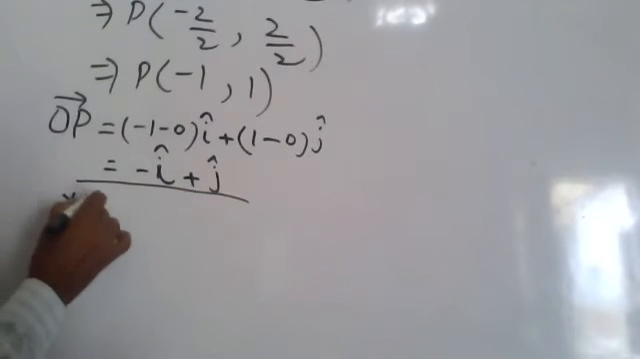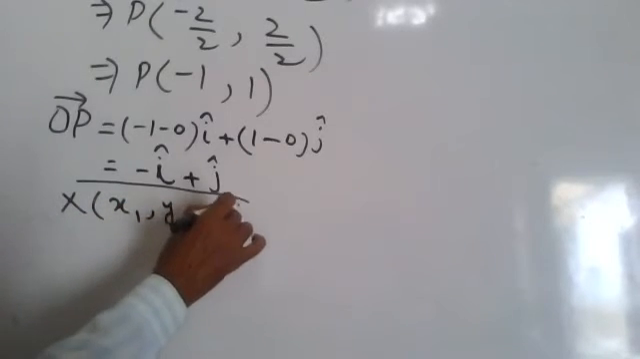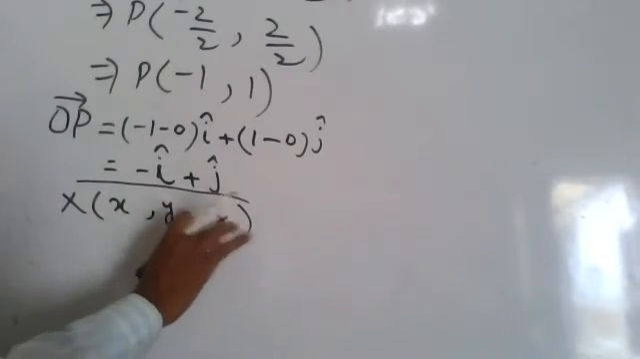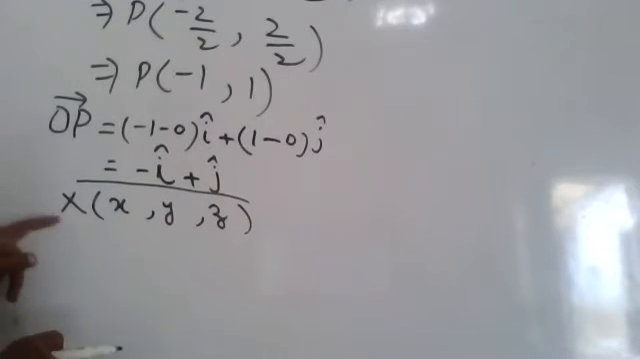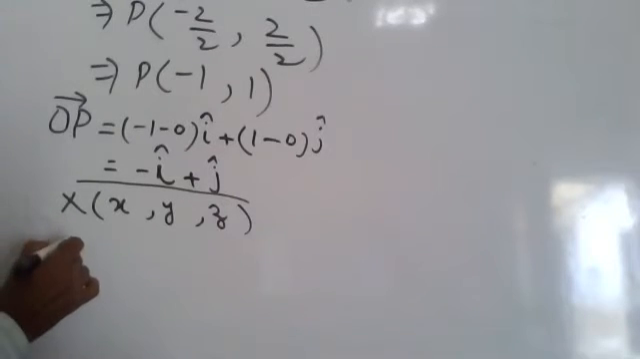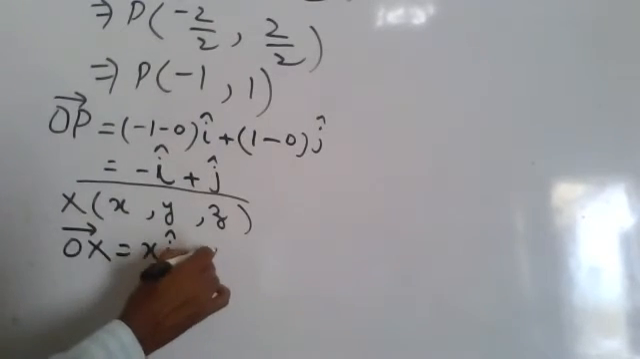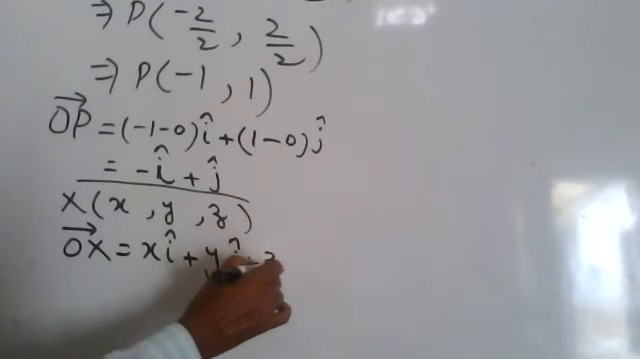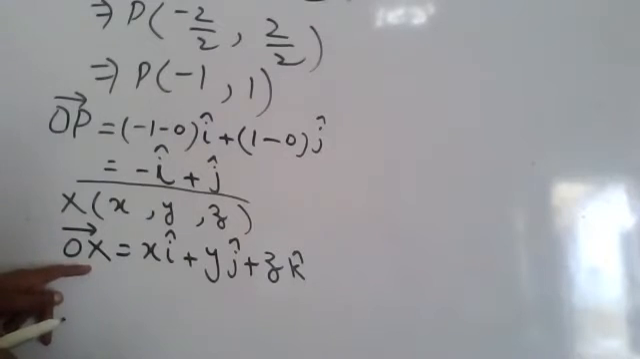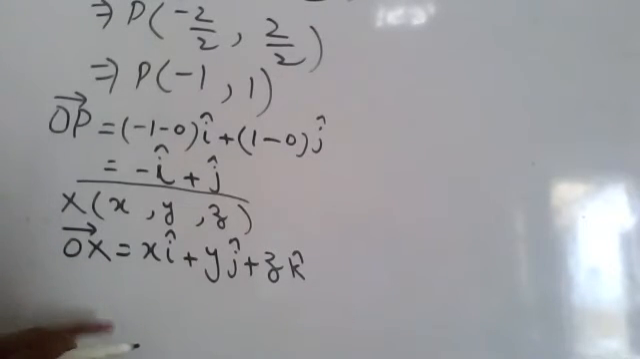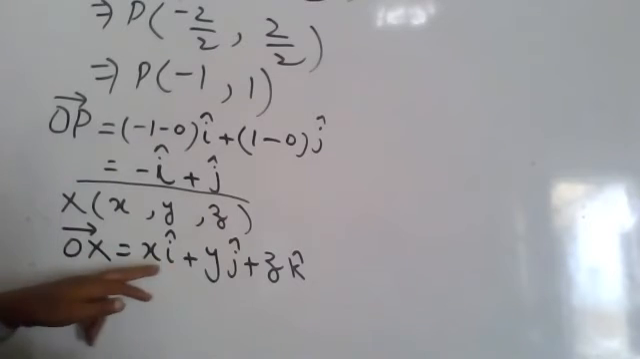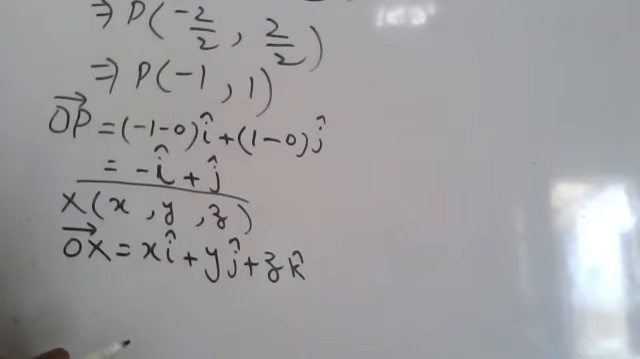Now I'm telling you, if X is a point (x, y, z), find the position vector of X. So OX will be the position vector of X. It will be equal to the x component into I plus the y component into J plus the z component into K. This is the position vector of X, or the vector OX. When the starting point is the origin, then the vector is called the position vector. So this is the position vector of X, and this is the position vector of P. In this way, we have to find the position vectors.